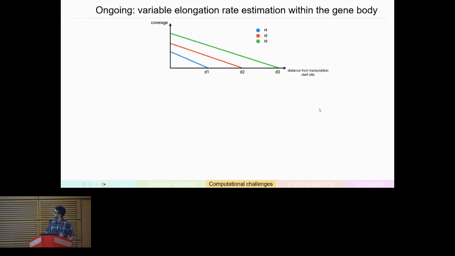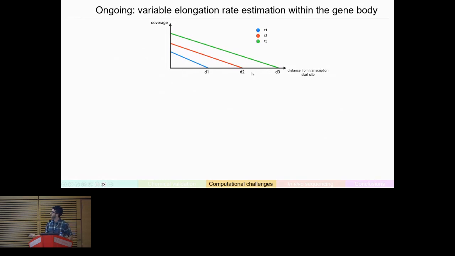So if you think about it, this is how my data looks. You have coverage on the y-axis and distance from the transcription start site on the x-axis. At the first time point, you'll get a distance in blue here, D1. And then, because time passes by, Pol2 keeps traveling along the gene, and you'll find that when you introduce the last nucleotide analog, the distance is downstream from the first one, and then the third one downstream from the second one. It's just Pol2 traveling along the gene.